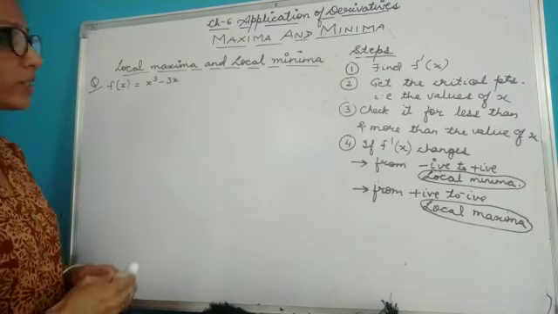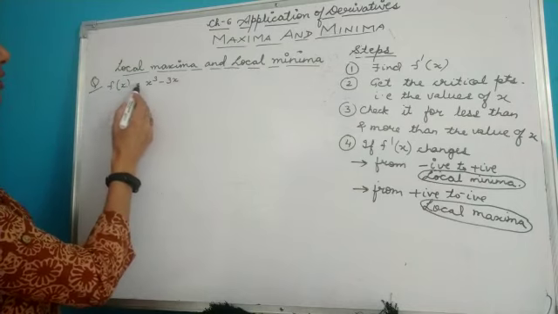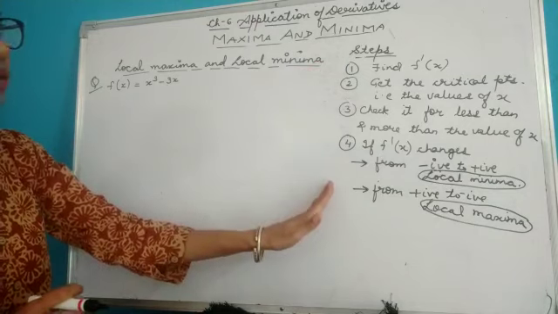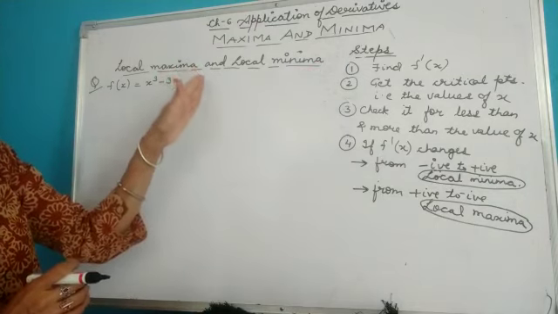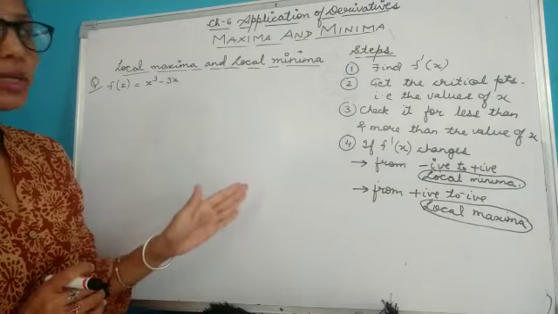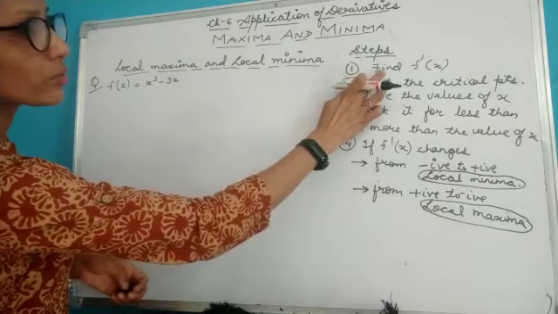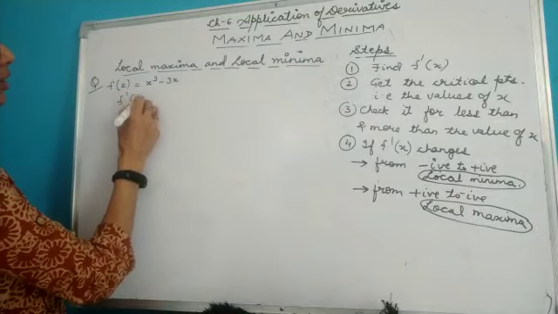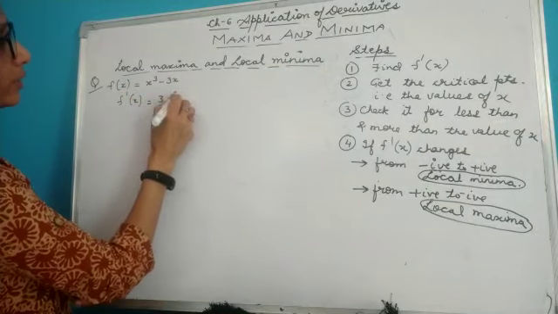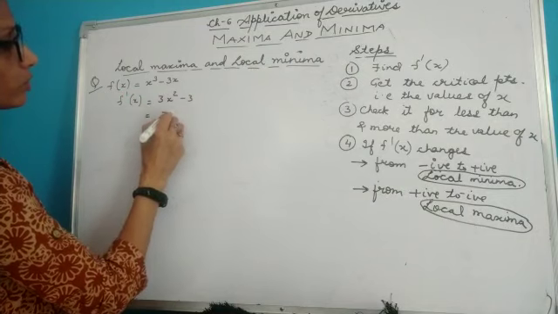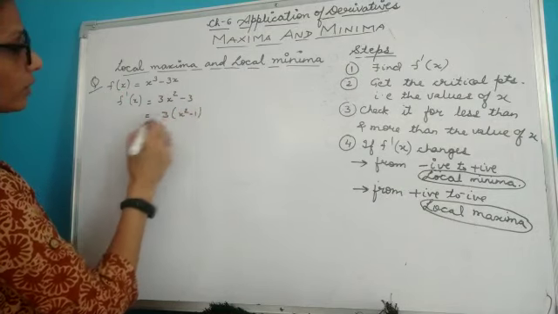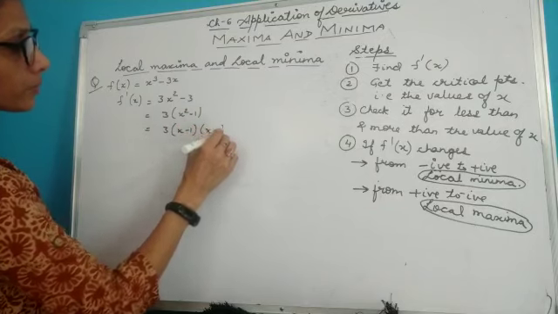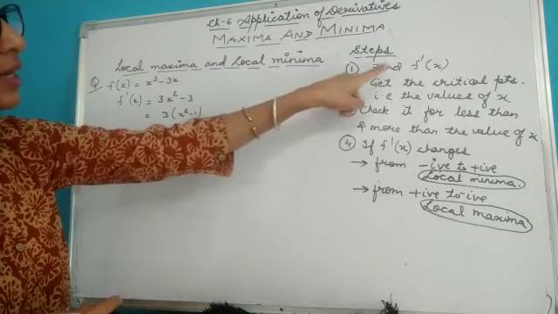Let's discuss this question, children. Here it is given f x equal to x cube minus 3x. Now these are the steps to be followed every time you are calculating the local maxima or local minima point. First of all, it is written find f dash x. So we'll be calculating f dash x. It will be 3x square minus 3, which gives me 3 times x square minus 1, which gives me 3 times x minus 1 and x plus 1. So this is the first step I have done, find f dash x.